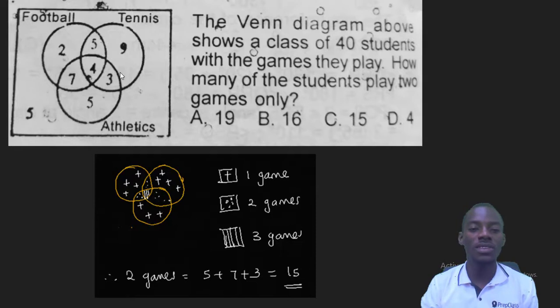Now in this question, those that play 2 games are located where? Do you have any idea? That's very simple. It's just here, 5 and 3 and 7. These are the locations of 2 games. 5 plus 3 is 8, 8 plus 7 is 15. So those that play 2 games are 5 plus 7 plus 3, which is 15. And that is it.